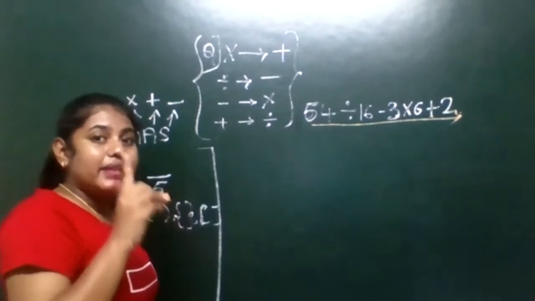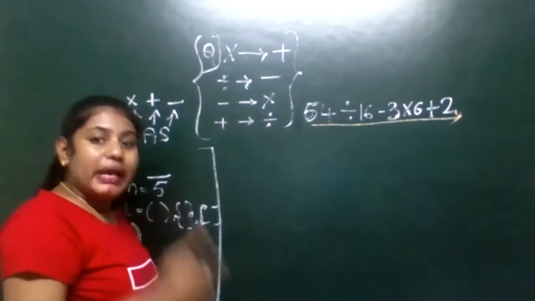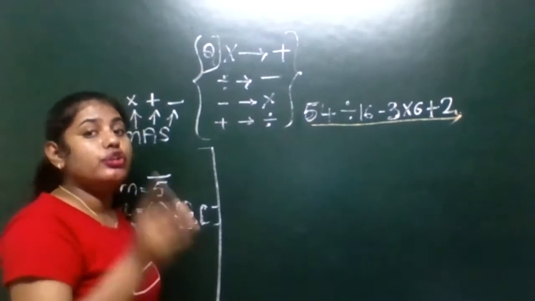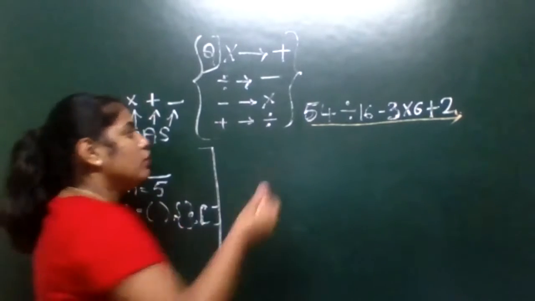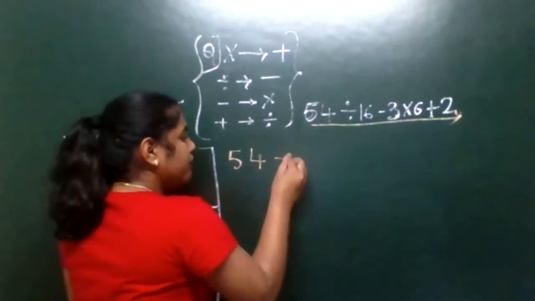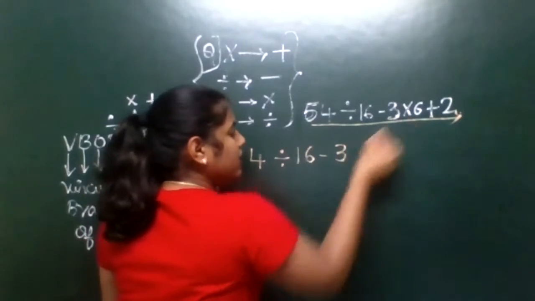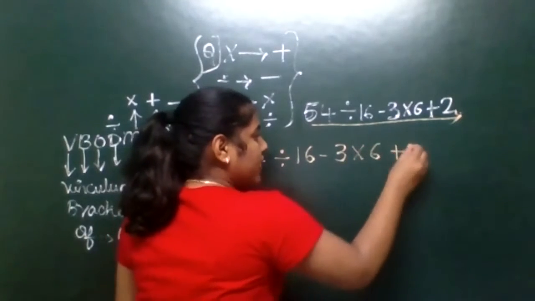See students, these problems were already explained in the last class. Many of you did not understand, so I am explaining again. So what is the first step? Sit down. 54 divided by 16 minus 3 into 6 plus 2.